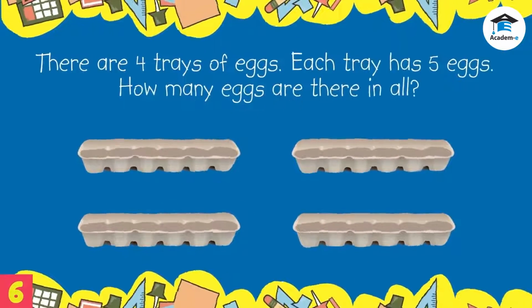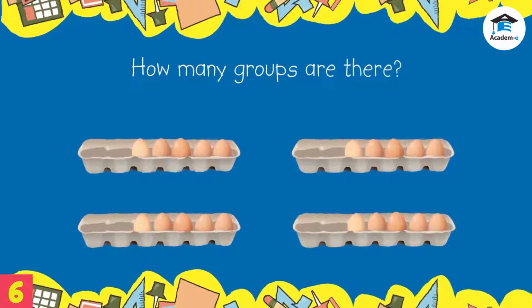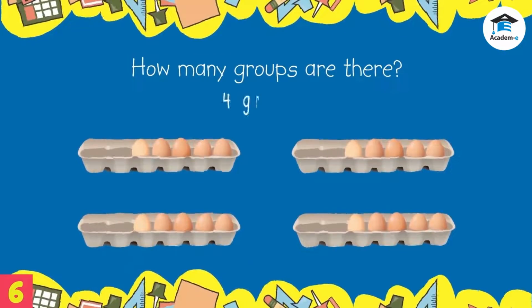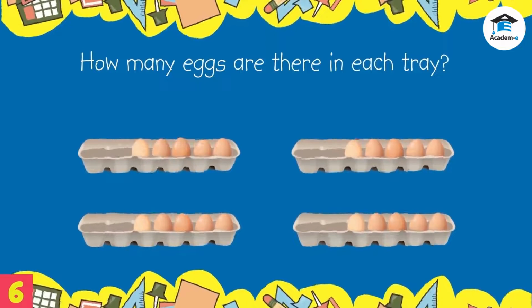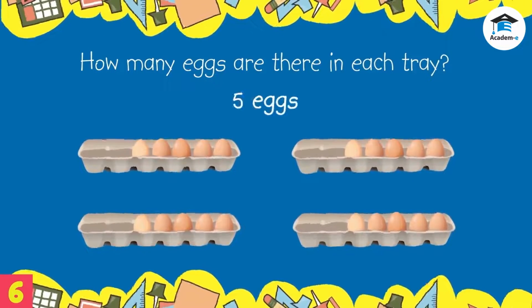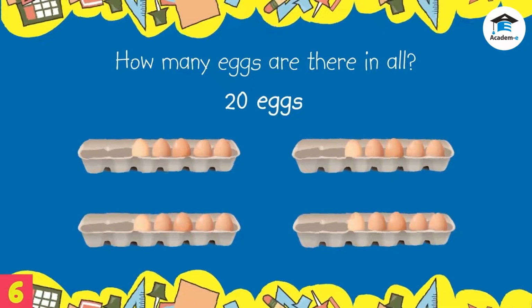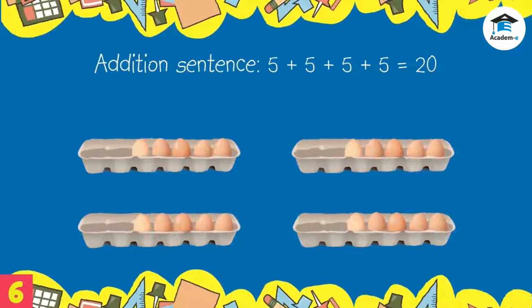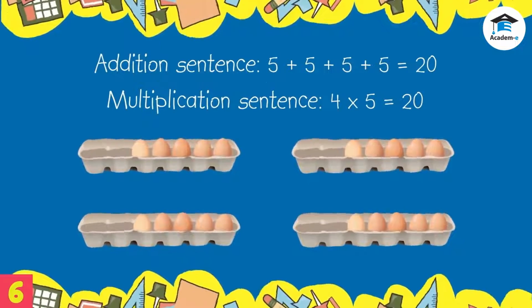There are 4 trays of eggs. Each tray has 5 eggs. How many eggs are there in all? How many groups are there? 4 groups. Next, how many eggs are there in each tray? 5 eggs. Next, how many eggs are there in all? 20 eggs. In addition sentence, it is 5 plus 5 plus 5 plus 5 equals 20. And in multiplication sentence, it is 4 times 5 equals 20.